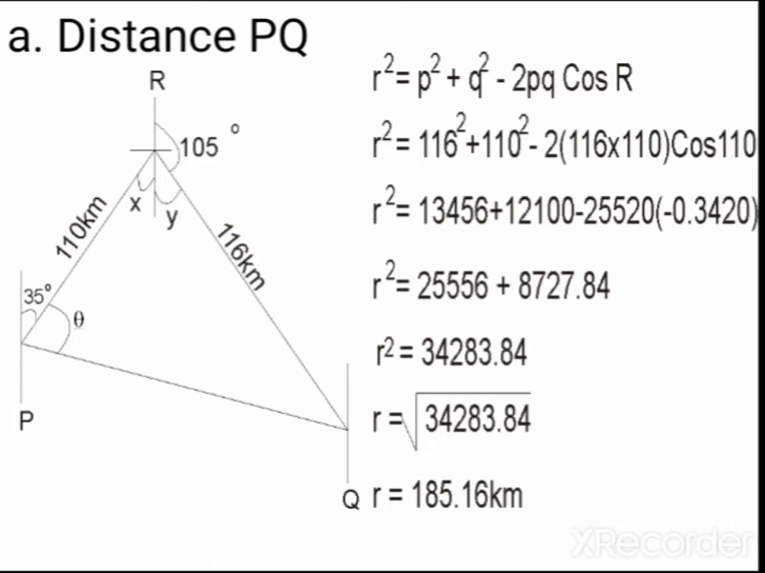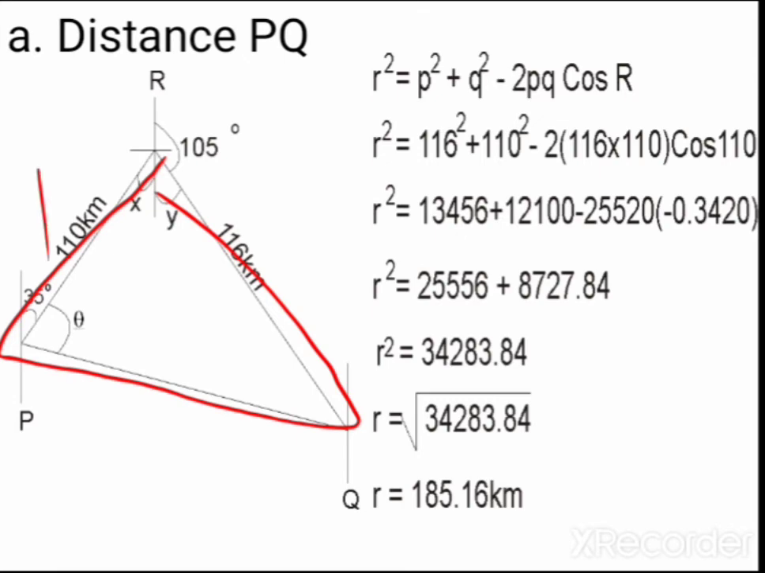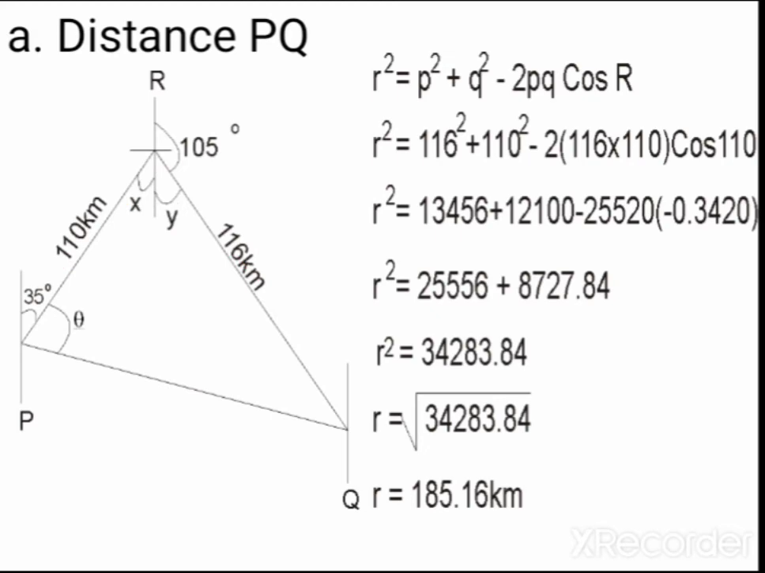The angle is 35 plus theta. So we have to get theta. How do we get theta? This is a triangle. So we can simply apply sine rule to get theta, or cosine rule. Why can we apply cosine rule? We can apply cosine rule because we have been given three sides. One side has been given, then we solved this one. So we can apply cosine rule.